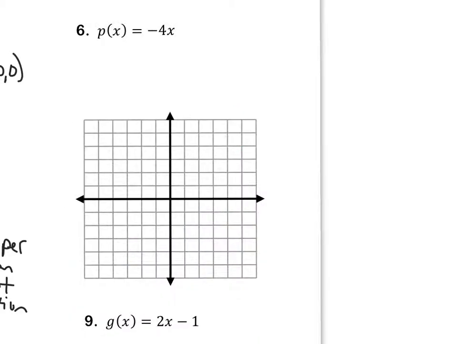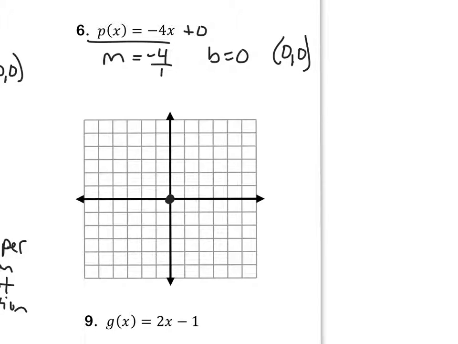All right, so we have p of x equals -4x, so write that down. And then I have a slope of -4. And remember, this is plus 0, so that means my b is 0. And that we're going to start our graph at 0, 0. So I'm going to start that here, 0, 0. And my slope is -4 over 1. So -4 over 1 means I'm going to go down 4. That's my rise. And then I go to the right 1.